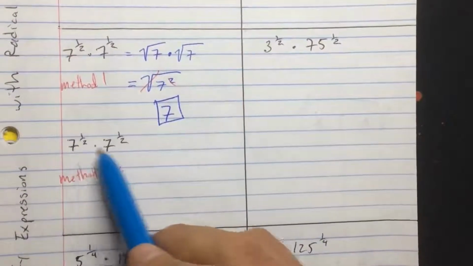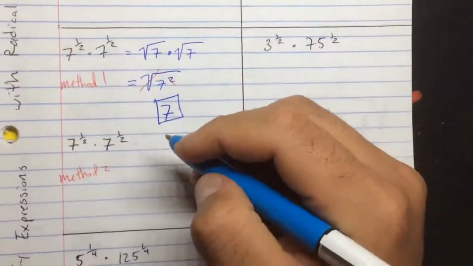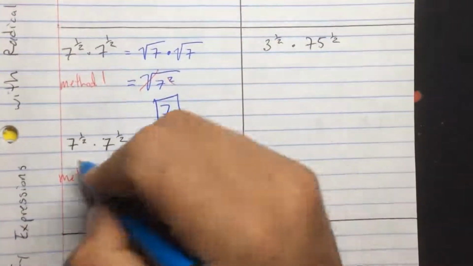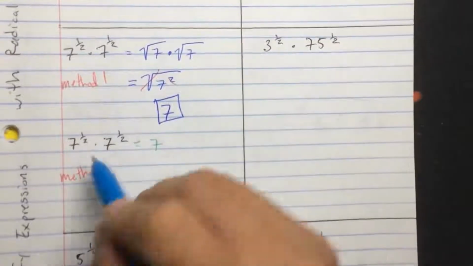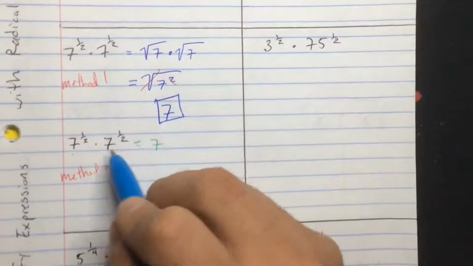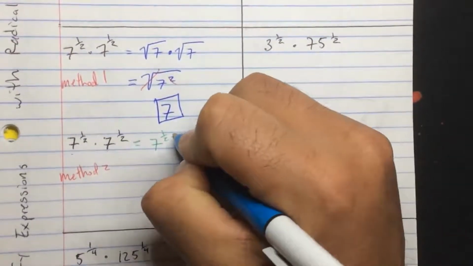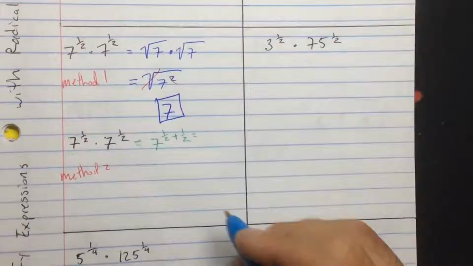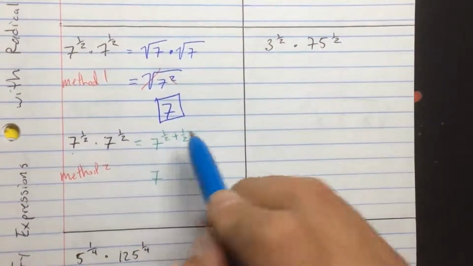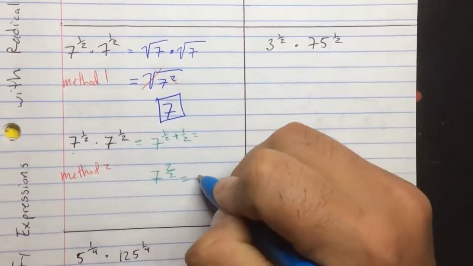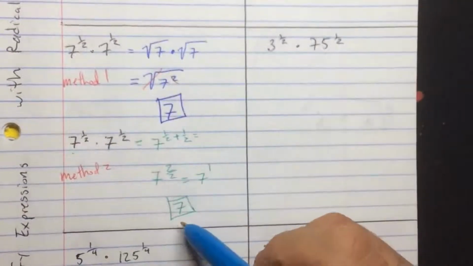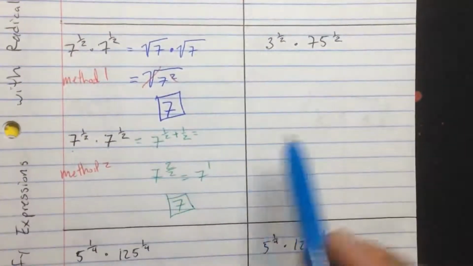All right, the second method, I'll do it in green. This one, we leave as is, and then we use the expression for multiplying exponential values. So we're actually going to have 7, and remember, this only works if it's the same base. This ends up being 7 to the 1/2 plus 1/2. And 1/2 plus 1/2 is 2/2, which is equal to 7 to the 1, which is just 7. So we still derive the same number, so it's just whichever way you feel comfortable doing this one.